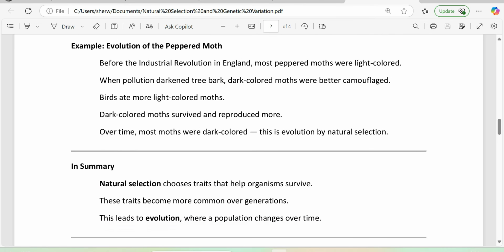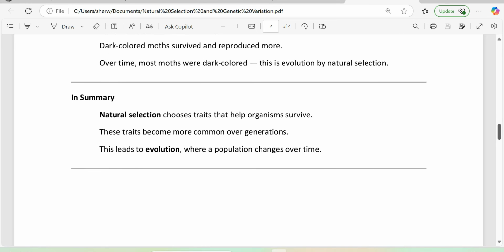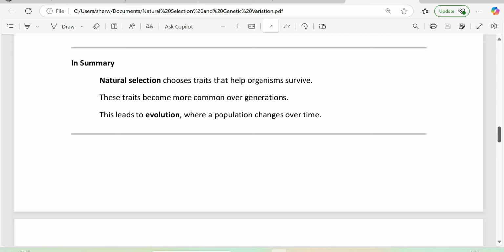Example: evolution of the peppered moth. Before the Industrial Revolution in England, most peppered moths were light-colored. When pollution darkened tree bark, dark-colored moths were better camouflaged. Birds ate more light-colored moths. Dark-colored moths survived and reproduced more. Over time, most moths were dark-colored. This is evolution by natural selection. In summary, natural selection chooses traits that help organisms survive. These traits become more common over generations. This leads to evolution, where a population changes over time.